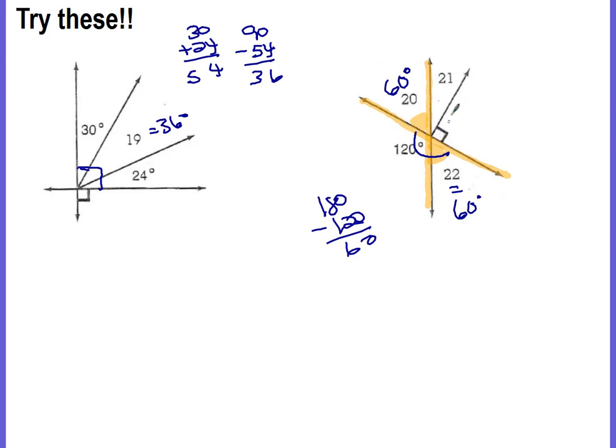And if you look here, you can tell this is a right angle, that this ray right here is perpendicular to this ray, which means this one is also a right angle, and right angles measure 90 degrees. We've cut this right angle into 2 angles. One is 60, which means the other has to be 30 degrees, because 60 plus 30 equals 90.